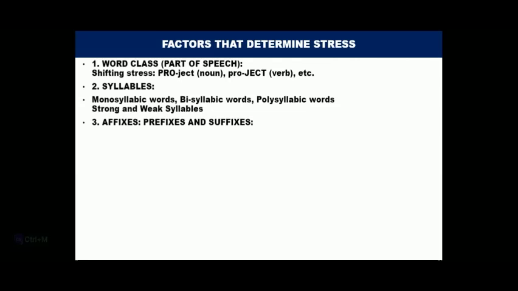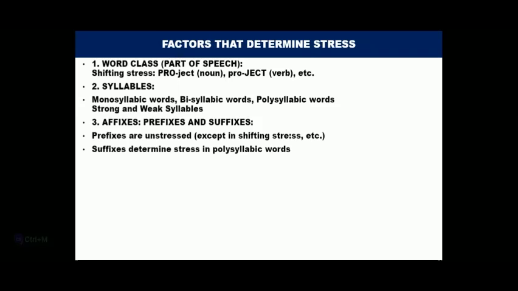Okay, now the third factor is affixes, which consist of prefixes and suffixes. Now, prefixes are almost always unstressed, except in shifting stress. Okay, and so when we look at suffixes, suffixes determine stress in polysyllabic words. We are going to look at them when we discuss rules of stress. Then words ending in suffixes such as ion, ian, ial, ic, all these have similar place of stress. Of course, this is one of the rules for polysyllabic words.